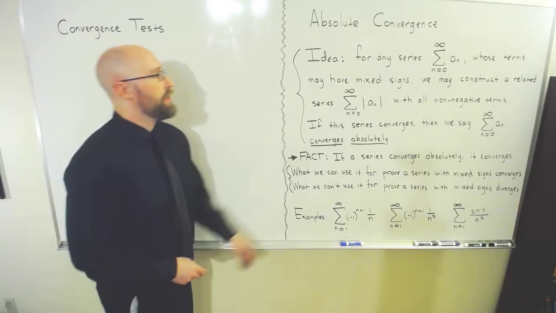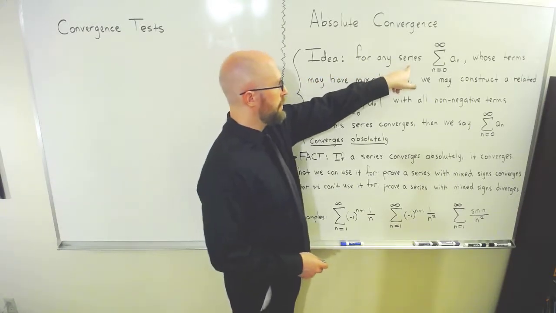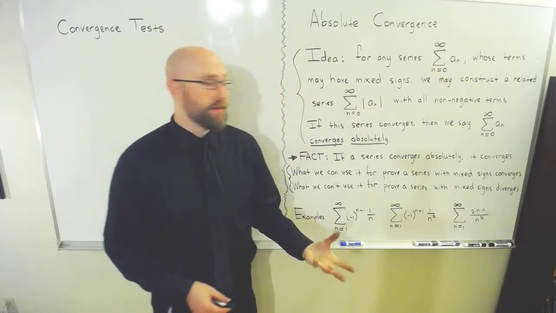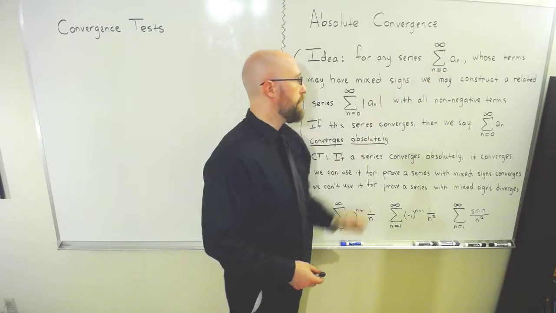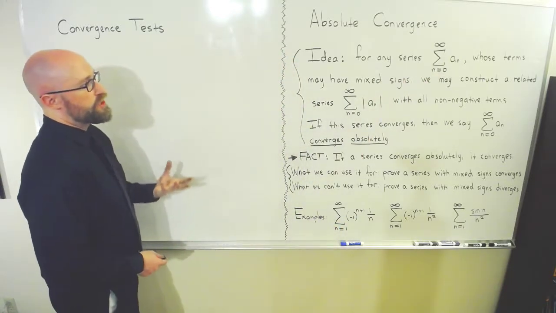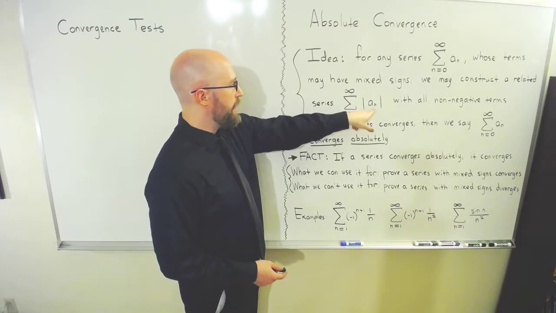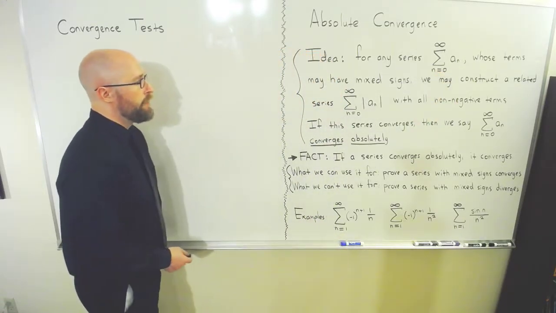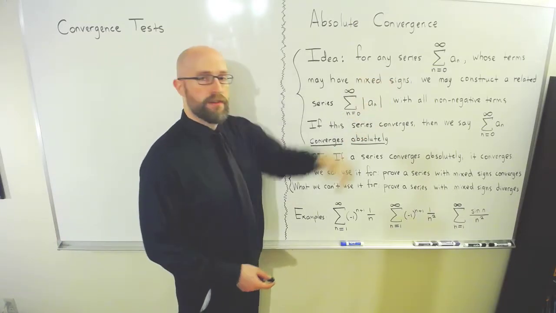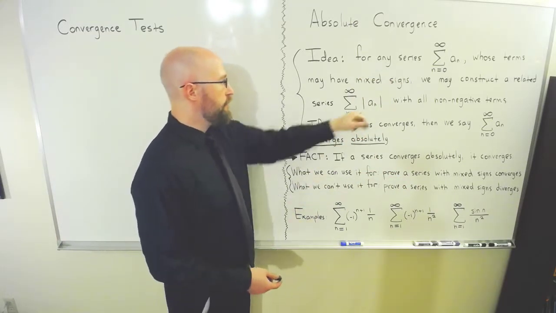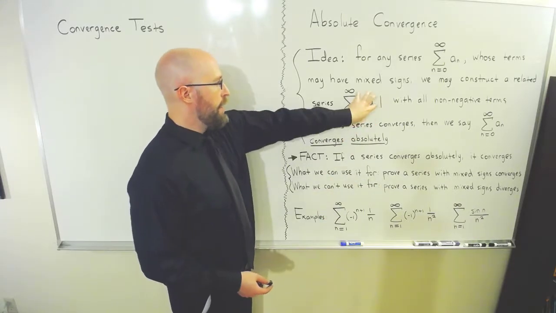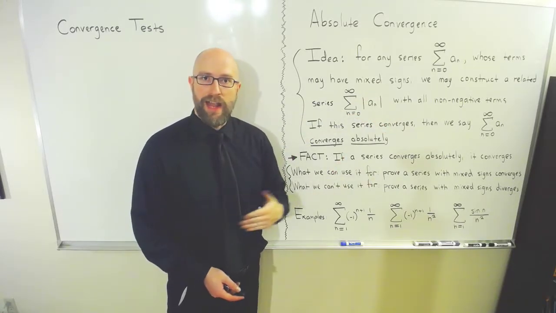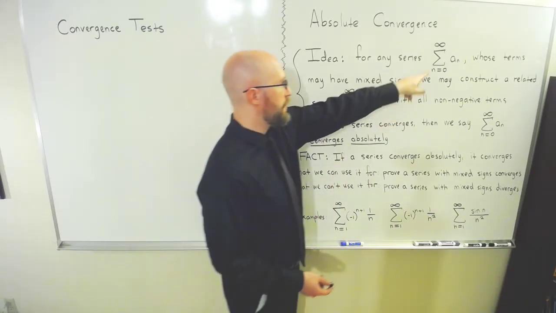So here's the idea. If we have any series, sum from n equals 0 to infinity of a_n, whose terms may have mixed signs, some of them could be positive, some could be negative, then we can construct a related series by taking the absolute values of all of the terms in the original series. So your original series could have pluses and minuses. You change all the minuses to pluses. And so you are essentially taking out any possible cancellation behavior that could occur inside the original series.